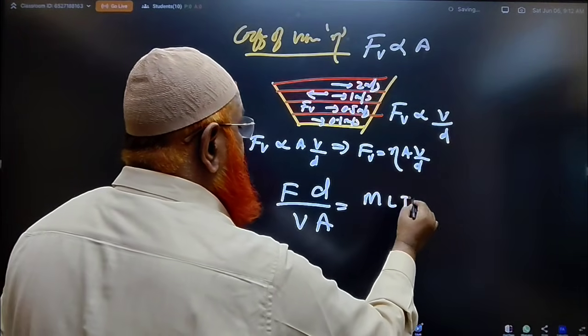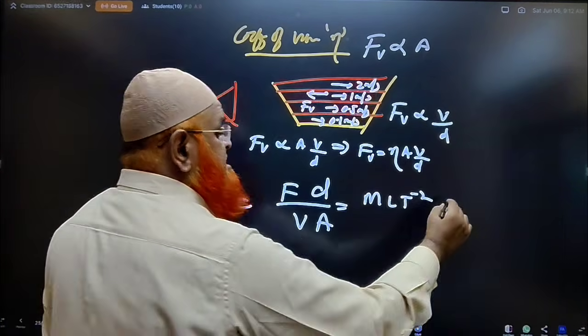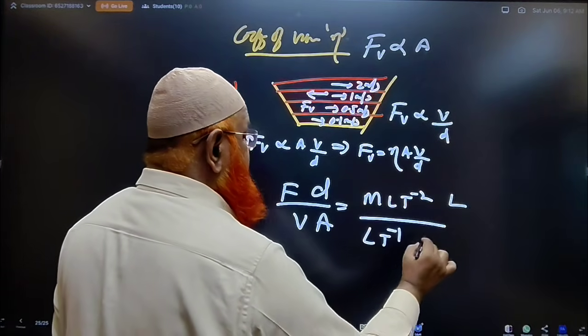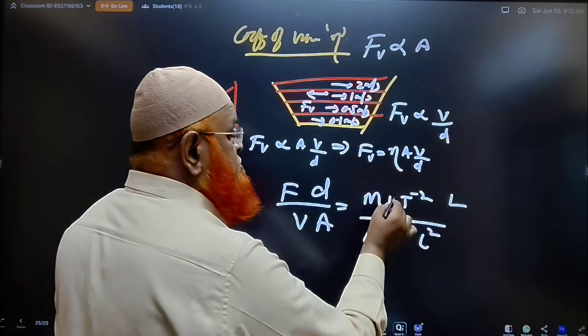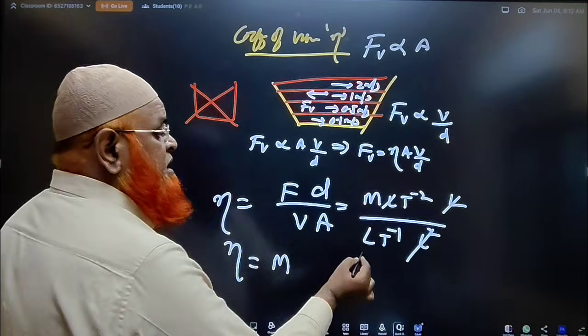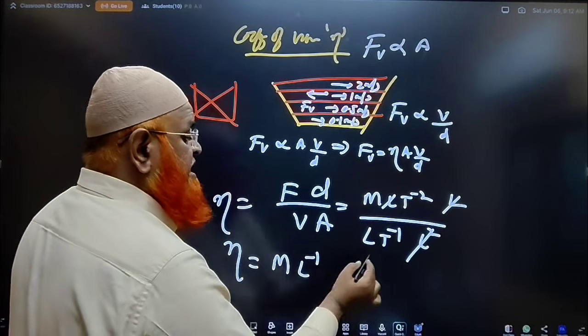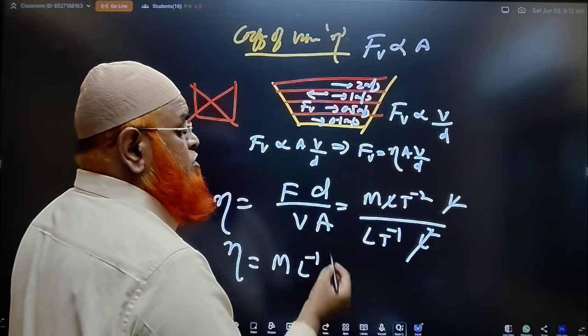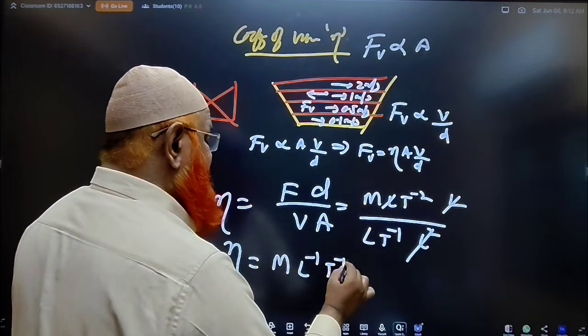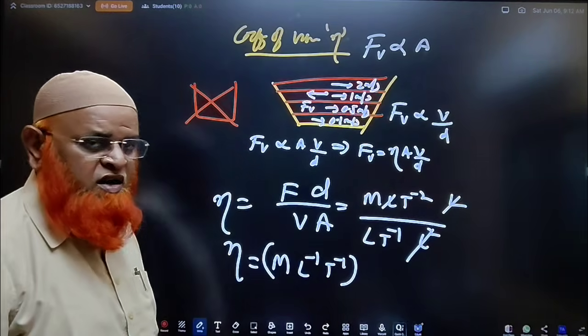Force means mass into acceleration, MLT power minus 2. Distance means L, velocity means LT power minus 1, and area is nothing but L square. So L square gets cancelled. So the coefficient of viscosity is M. L comes to the numerator, becoming L power minus 1. T power minus 1 comes to the numerator, becoming T power plus 1. T power minus 2 plus 1 is T power minus 1. That is going to be the dimensional formula for the coefficient of viscosity.